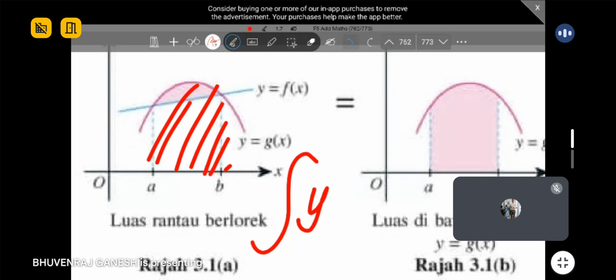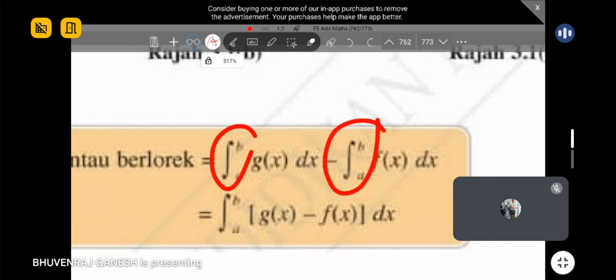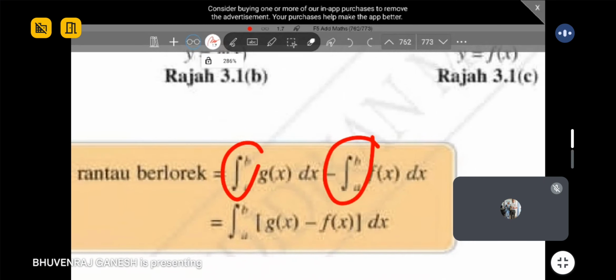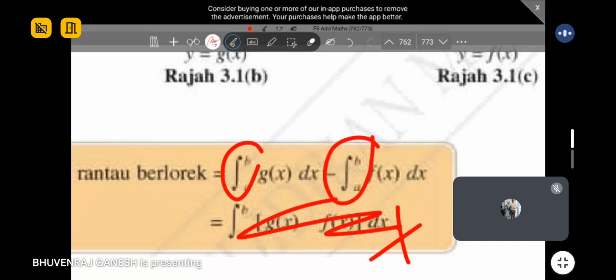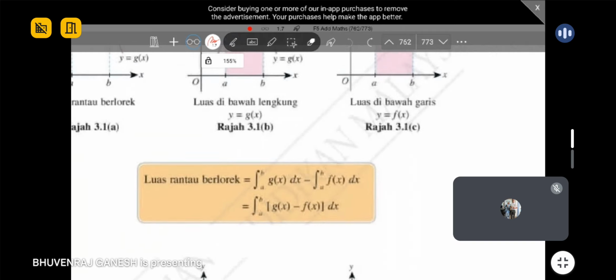So that means modulus no need. Modulus tak perlu. So that means you can directly minus both equations. But if you have modulus, you cannot do this. Kalau ada simbol modulus or kalau kamu ada negative area, this method cannot. This method only applies if both areas are positive. Alright, so make sure you are careful on that part because you can easily make mistakes kalau kamu tak analisis betul-betul.